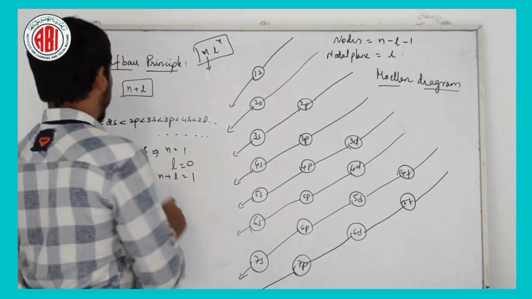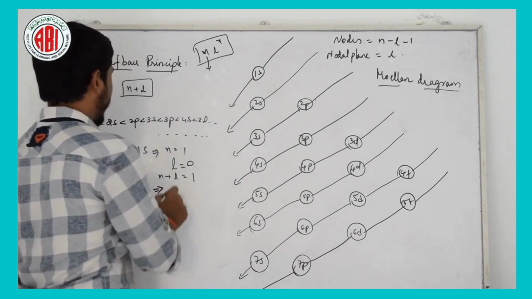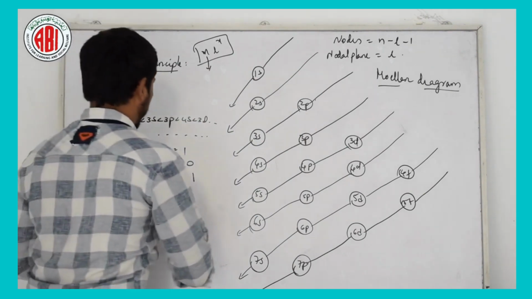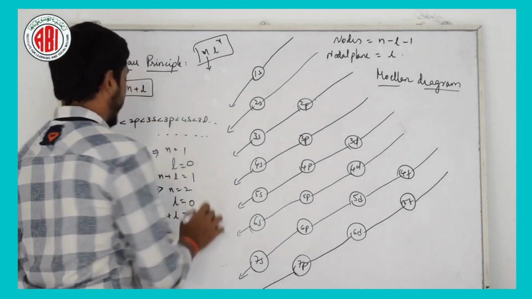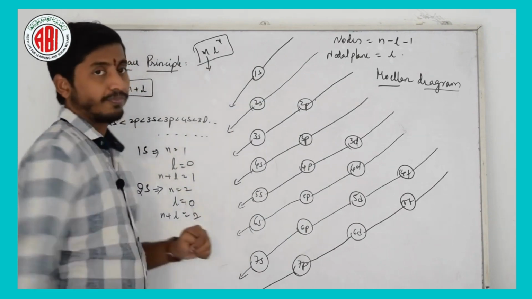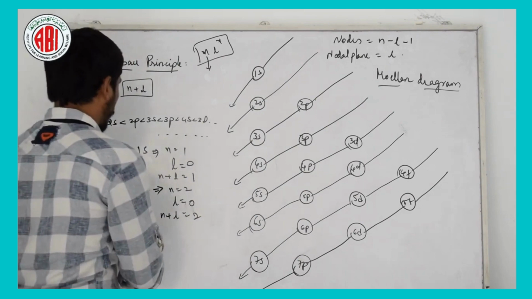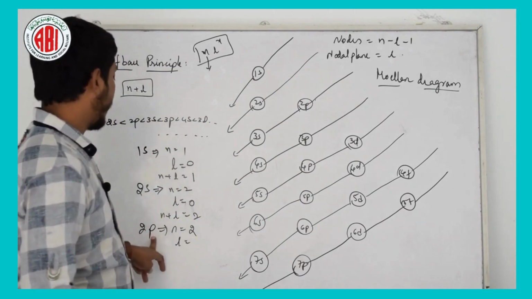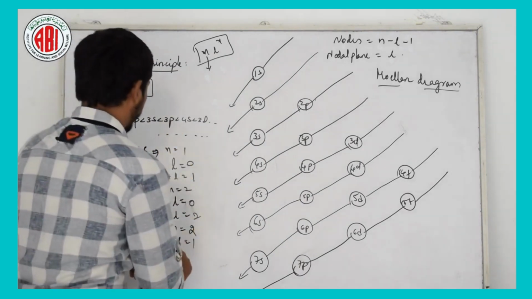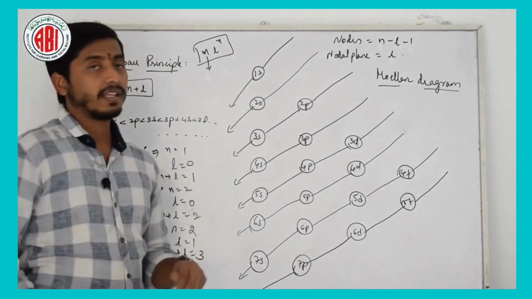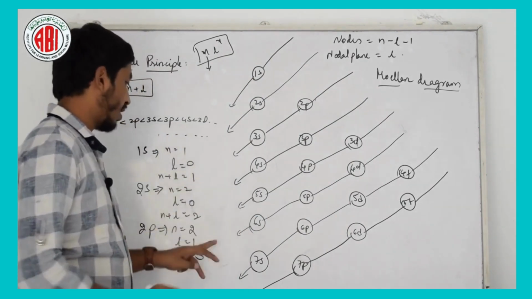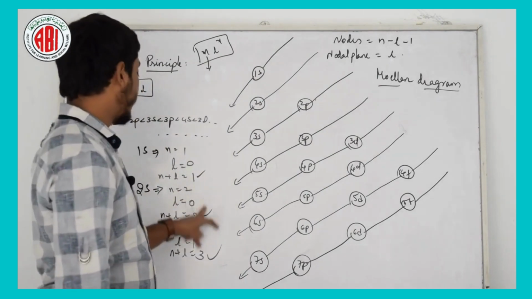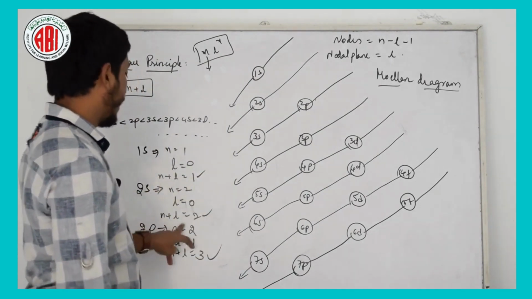Now let us check for 2s. n is 2, L is 0 here. Then what is the value of n plus L? 2 plus 0 is 2. Let us check for 2p. What is n? 2. What is the value of L for p? That is 1. What is n plus L now? 3. Is it increasing? Here n plus L is 1, here n plus L is 2, here n plus L is 3, which means it is increasing in the order of n plus L.